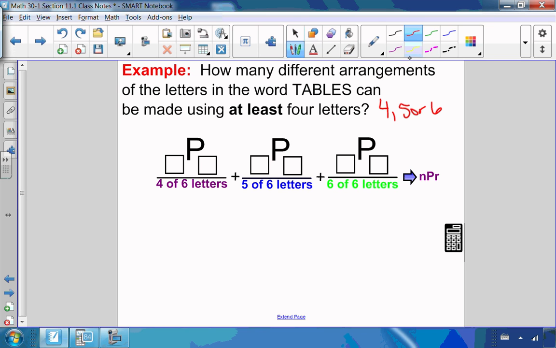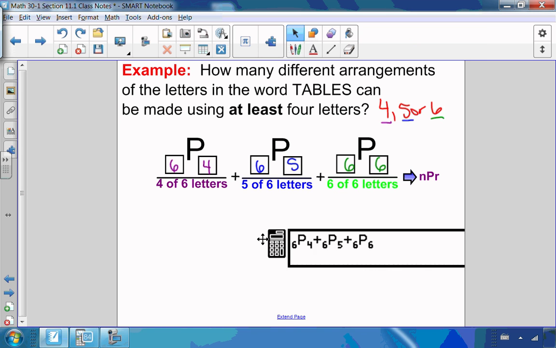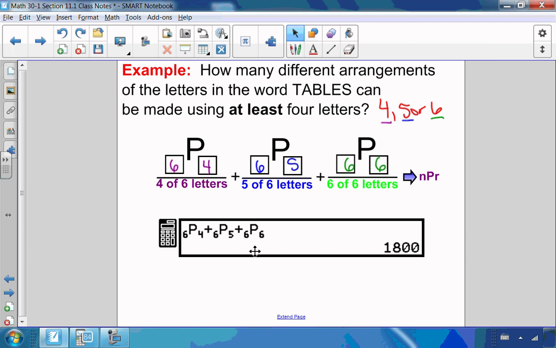So if I'm looking at 4 letters, I'm looking at 6 letters taken 4 at a time. If I'm looking at 5 letters, I have 6 letters taken 5 at a time. Or for 6 letters, I'm looking at 6 letters taken 6 at a time. So I can put that into my calculator, and I also get 1800. It's up to you which way you like to do it.